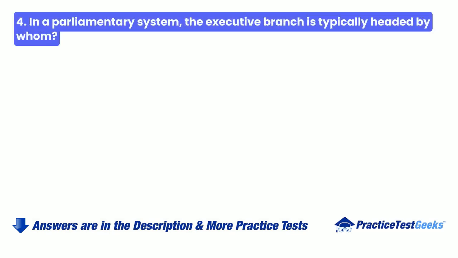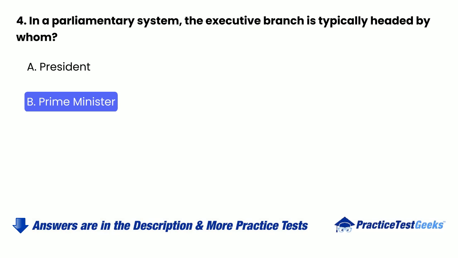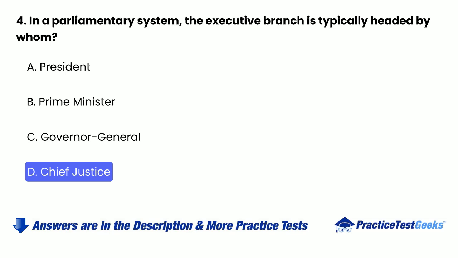4. In a parliamentary system, the executive branch is typically headed by whom? A. President. B. Prime Minister. C. Governor General. D. Chief Justice.